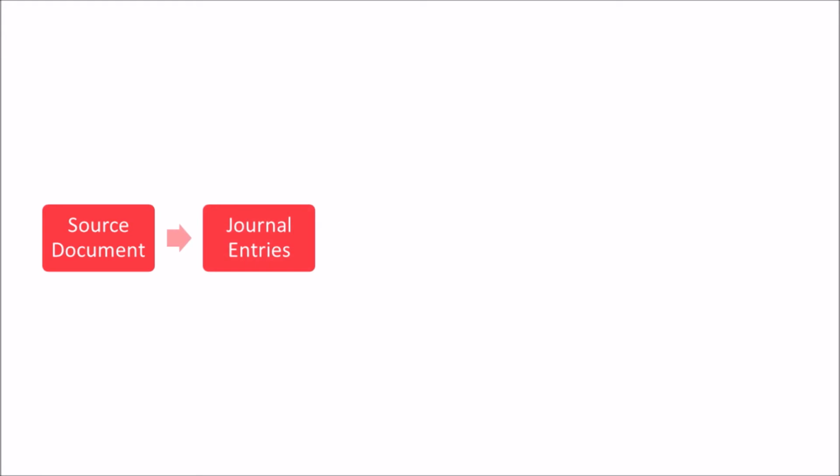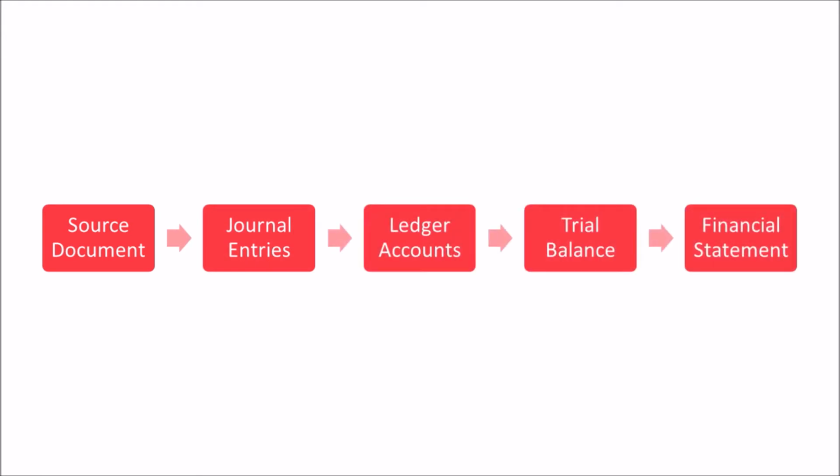The accounting flow follows a 5-step process: source documents, journal entries, ledger accounts, trial balance, and financial statements. Today, we will be covering the ledger account process. A ledger account is more intuitive than you think. I want you to see a ledger account as, literally, an account.